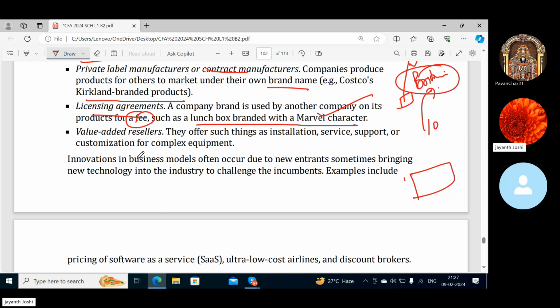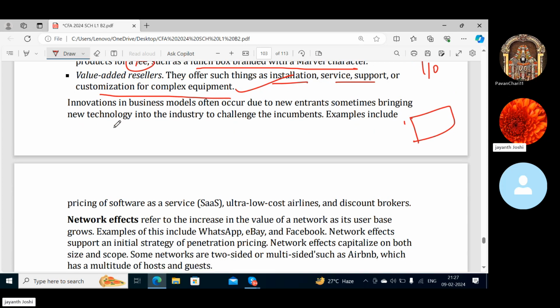Value added resellers offer things such as installation, service, support, or customization for complex equipment. That means there are companies selling you air conditioners, but they are not giving you the installation service. There are certain other companies taking this kind of contract from the big retailers, and they come and do this for you. So that can also happen. Service providers can be different, retailers can be different.